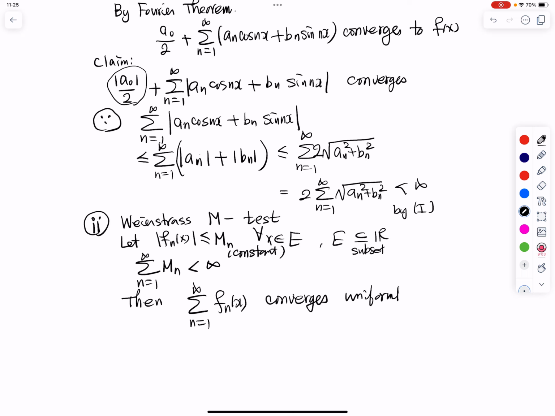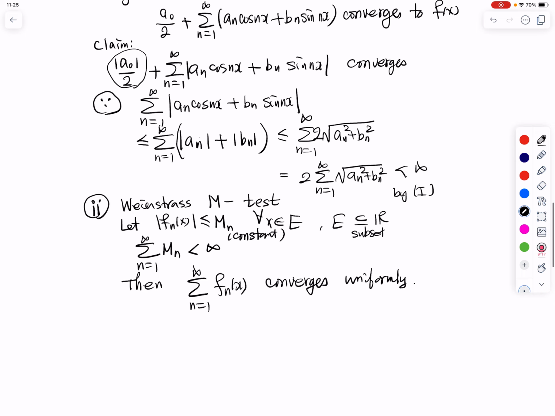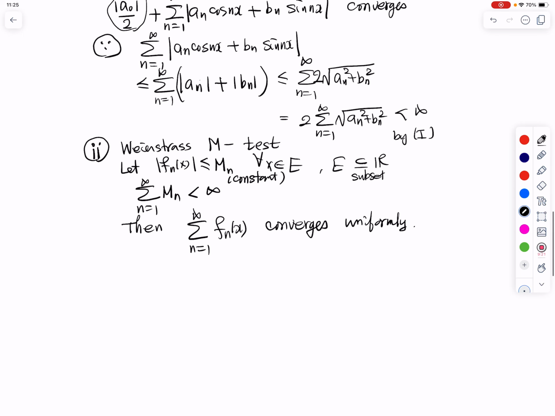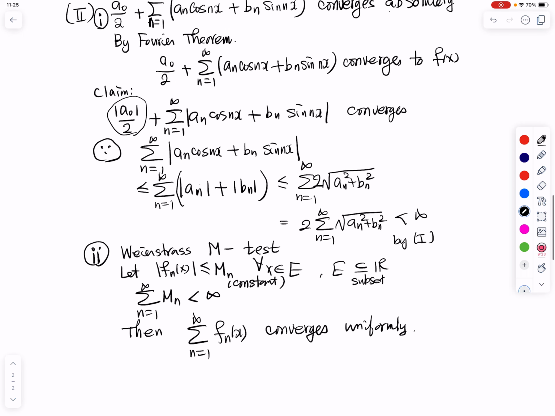So I hope everybody can remember this. If you don't remember, then you can check the property in some real analysis or some advanced calculus course. So you can apply this formula. Okay, then we already have this one.